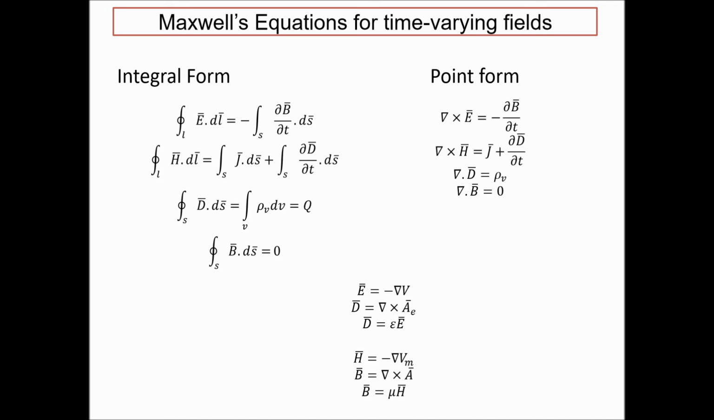And the fourth equation is the surface integral of B dot dS equal to 0, that is called the isolated magnetic flux law. In the point form, we can write that curl of E is equal to negative partial B over partial t, and curl of H is equal to the conduction current density J plus the displacement current density partial D over partial t. And divergence of D is equal to rho v, that's the point form of Gauss's law, and divergence of B is equal to 0. So these four equations are called Maxwell's equations for time varying fields. Four equations are in the integral form, and the other four are in the point form.